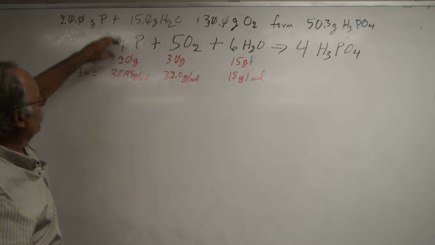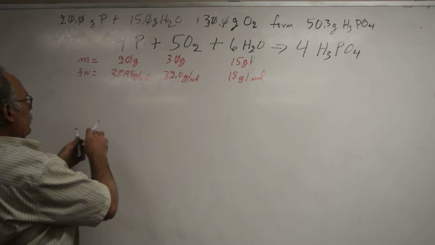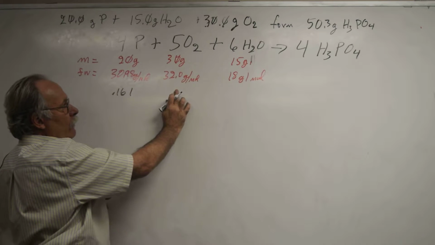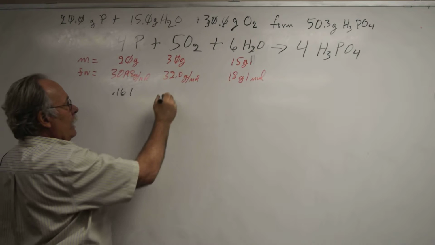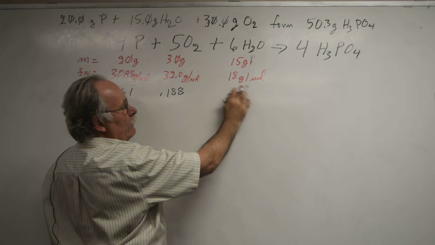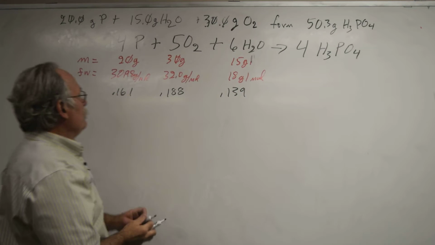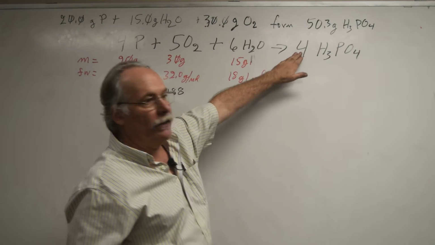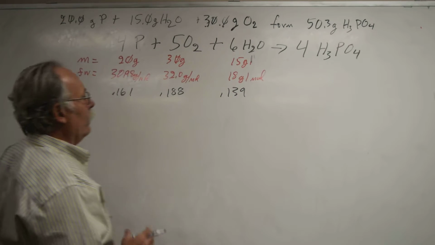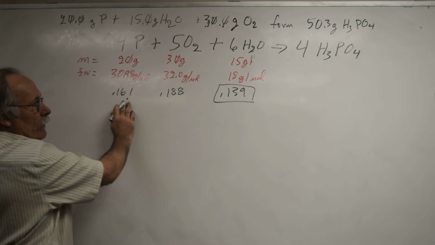I take the mass of this, divide by its formula weight, and divide by the coefficient, and I get 0.161. I take the mass of this, divide by the formula weight, divide by the coefficient, and I get 0.188. I take the mass of this, divide by the formula weight, divide by the coefficient, and I get 0.139. Whichever of these is smallest, I multiply by the coefficient of the product, and then by its formula weight, to come up with the theoretical yield. So this is the smallest, this is the limiting reagent, and the others will be in excess.